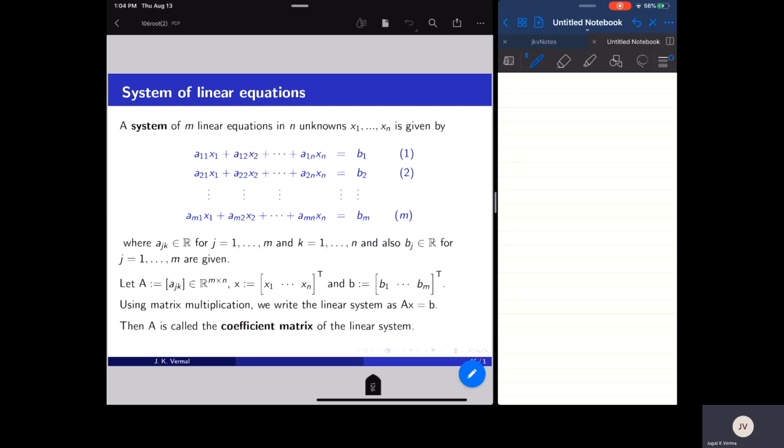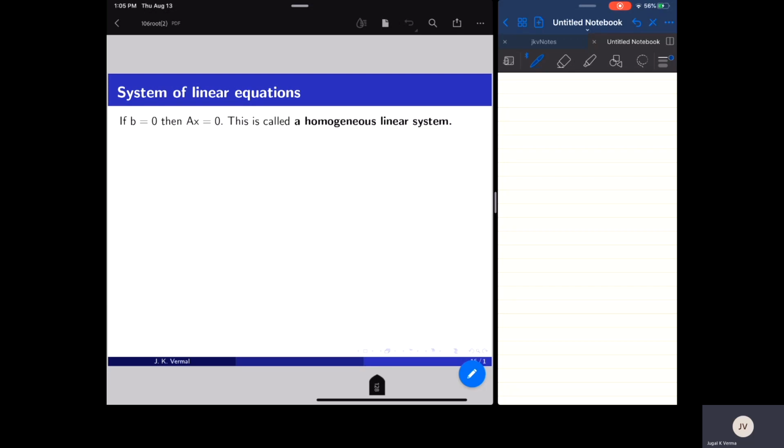The matrix A is called the coefficient matrix, and a vector c with n components is called a solution of Ax = b if Ac = b. If b equals 0, then we have Ax = 0. This is called a homogeneous linear system, and it has a zero solution because A times 0 is 0. You can check by matrix multiplication that A times 0 is the zero vector, and therefore homogeneous linear systems are always consistent. A general system Ax = b may not be consistent.